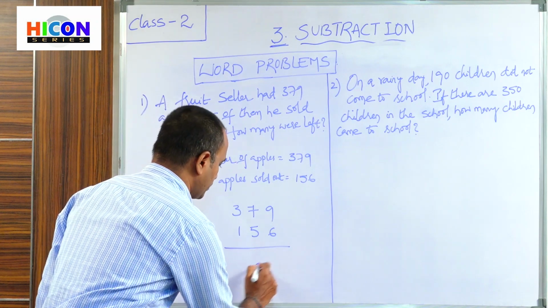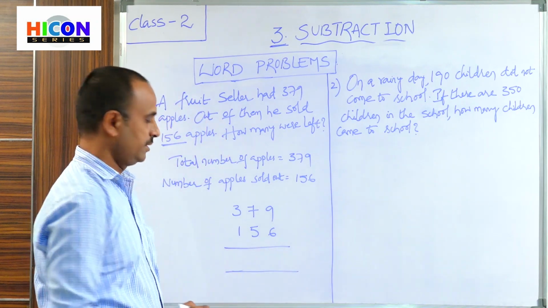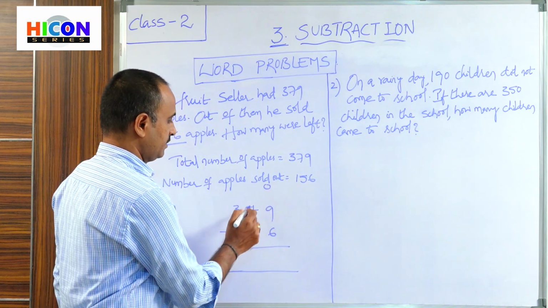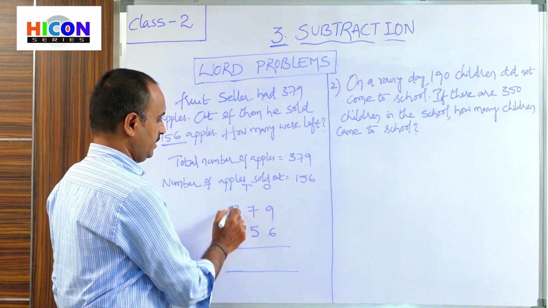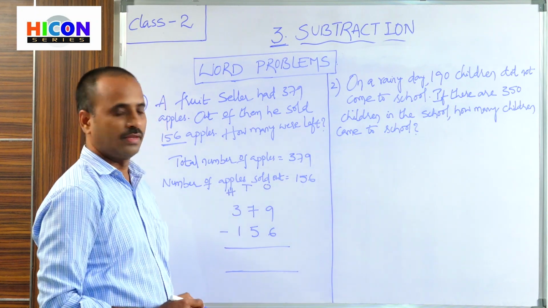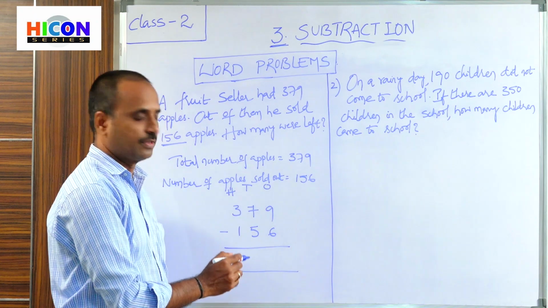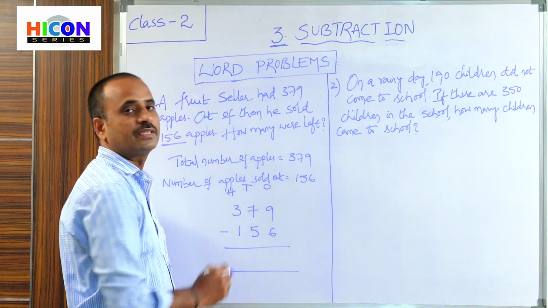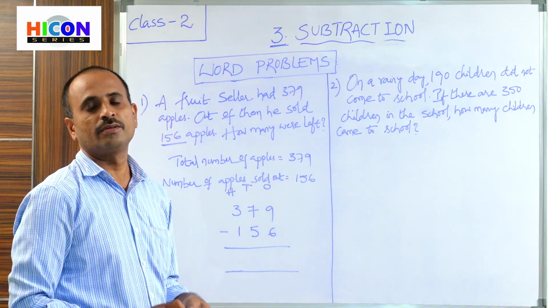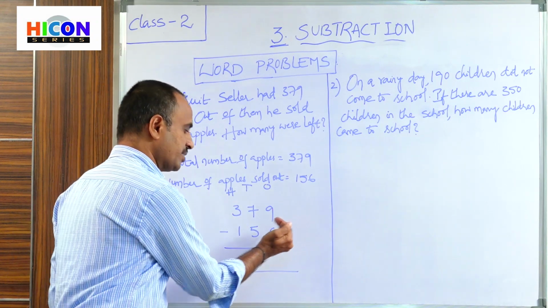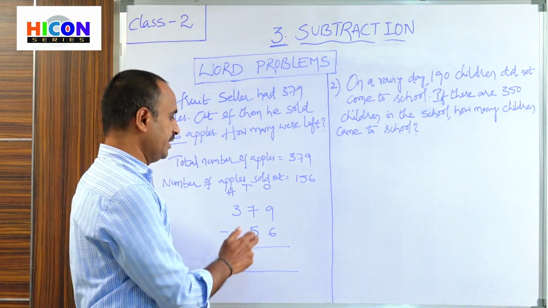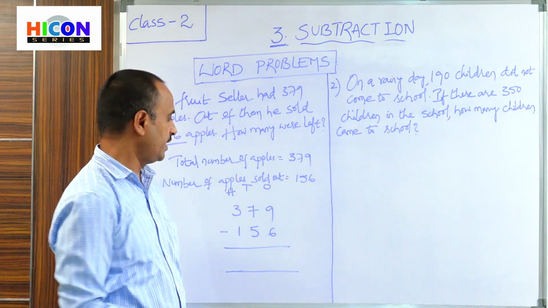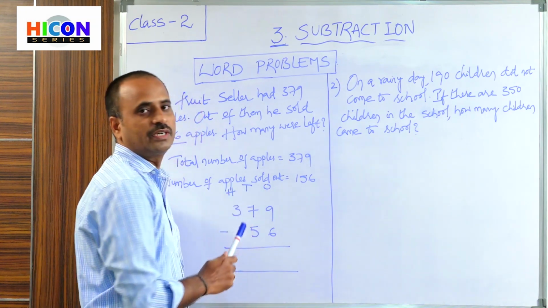Now do the subtraction. This is ones place, this is tens place, and this is hundreds place. Here 9 and 6 are present in ones place, 7 and 5 are present in tens place, 3 and 1 are present in hundreds place. So let us start subtraction from the ones place. What are the digits present in the ones place? 9 and 6 are present in the ones place. What is the first digit? 9 is the first digit.